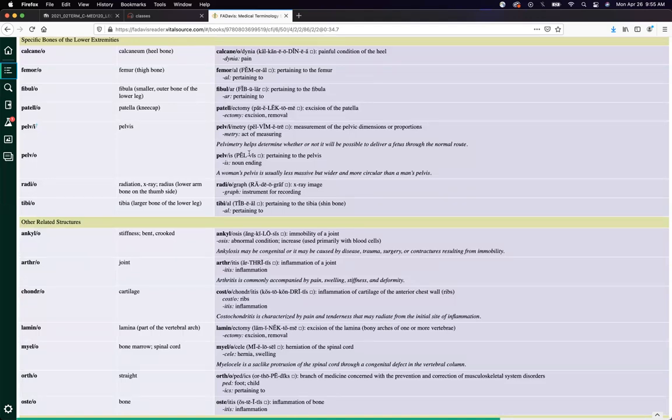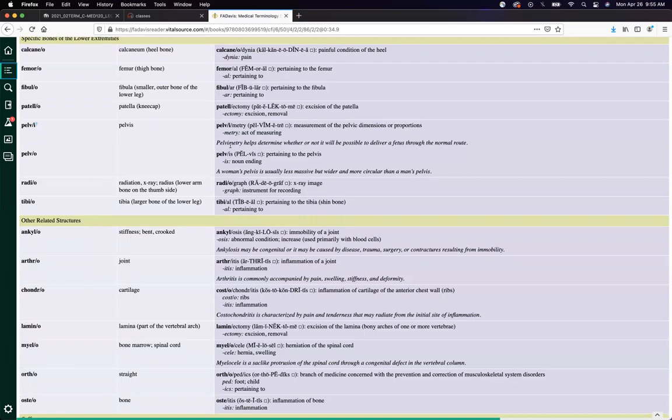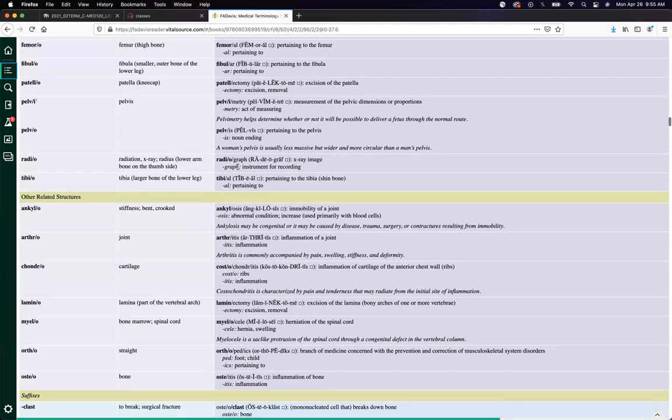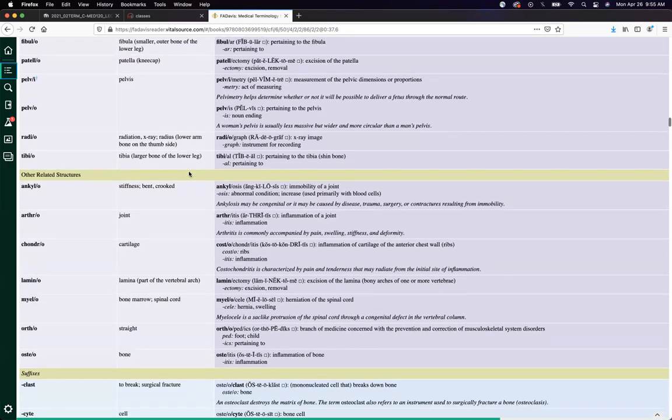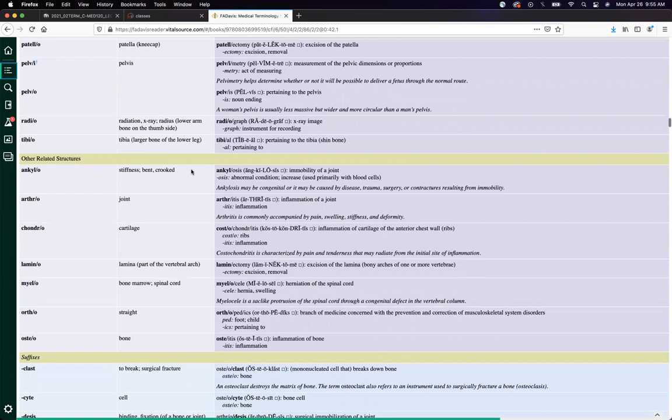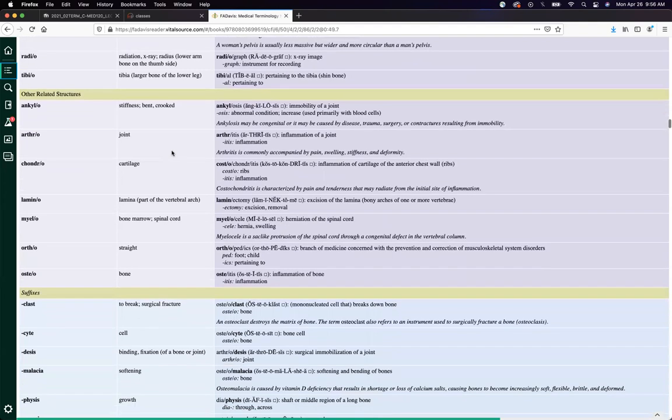Pelvimetry, pelvis, right? Your hips. And pelvimetry is the measurement of the dimensions of the pelvis. It's typically done by ultrasound for anybody in obstetrics. Radiograph, it's a fancy word for x-ray, and that is one of the main diagnostic tools of the Department of Orthopedics. You deal with the Department of Radiology all day, regarding X-rays. We already talked about tibia.